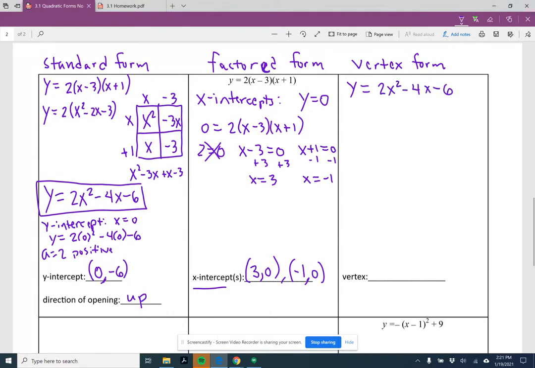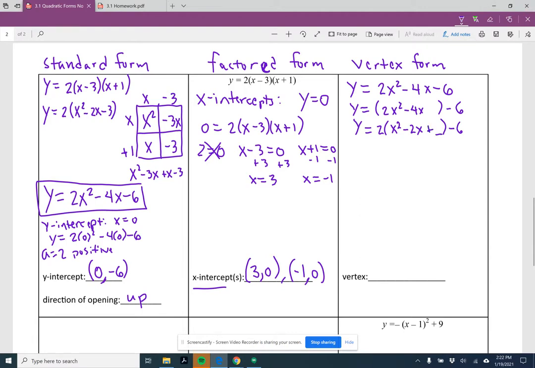So take my standard form. I'm going to group the x terms together. I have to have a coefficient of 1 in front of the x squared to make a perfect square. So this is the process of completing the square that we need to use. So we factor out a 2, because we have to have a coefficient of 1 in front of the x squared to complete the square.